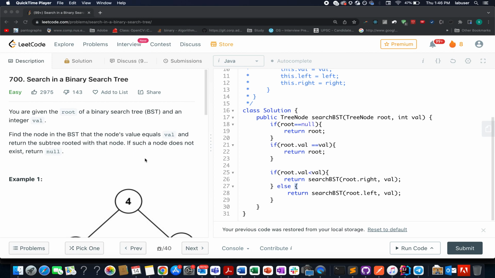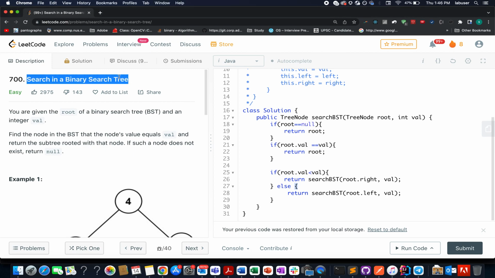The question that we have today is search in a binary search tree. Here in this question, we are given a binary search tree root, and we're also given an integer value. We need to identify that particular node in the BST where the node's value happens to be equal to the val that is given to us. If no such node exists, we should return null in those cases. I believe most of you are able to solve this question by yourself. I'm just making the video for the sake of consistency.